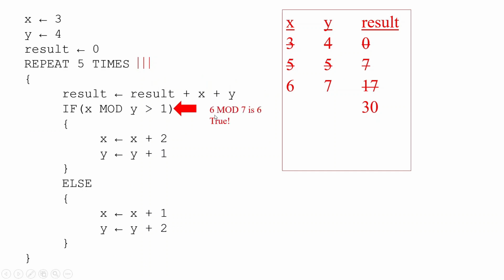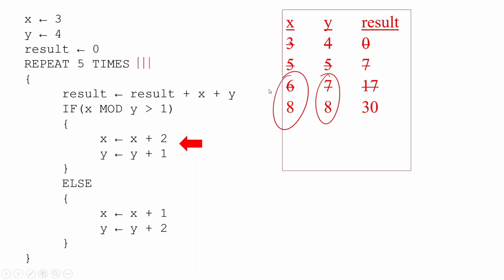X mod Y, 6 mod 7 is 6. And so this is a true statement. Is 6 greater than 1? 6 is greater than 1. So I'm going to run these 2 lines of code and skip this. So X gets 2 added to it and becomes 8. And Y gets 1 added to it and becomes 8.